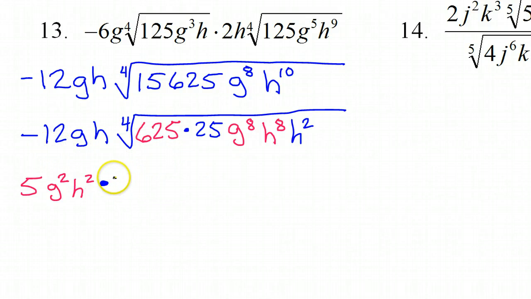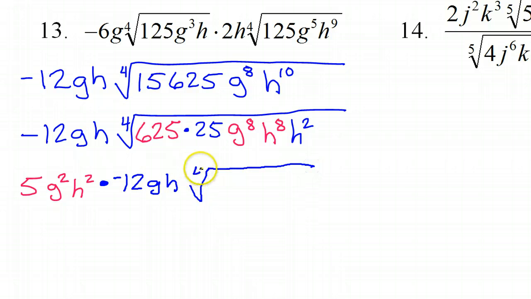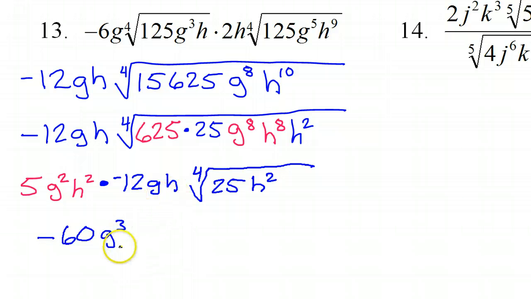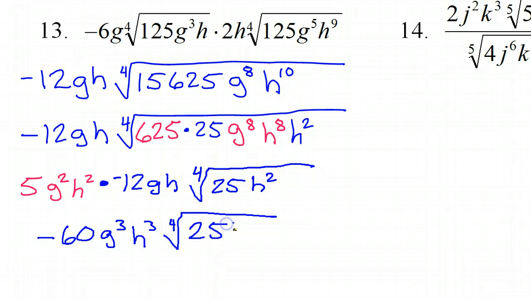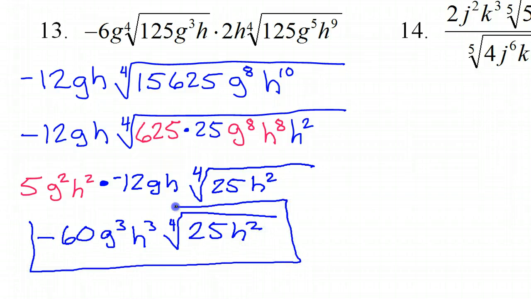So I have times negative 12 GH fourth root of, now the blue stuff, 25h squared. Okay, so I just have to do this out and then I'm done. So 5 times 12 is 60, so I'm going to have negative 60. G squared times g, that's g to the 3rd power. H squared times h, that's h to the 3rd power. And then I've still got my fourth root of 25h squared. So this will be your final answer for number 13.